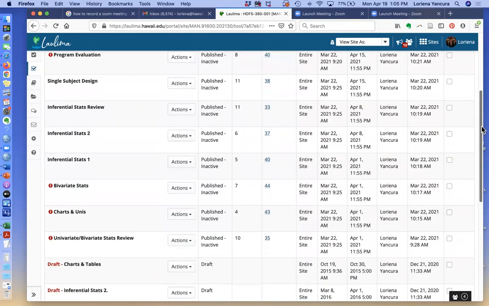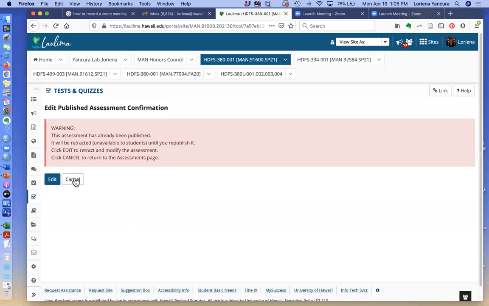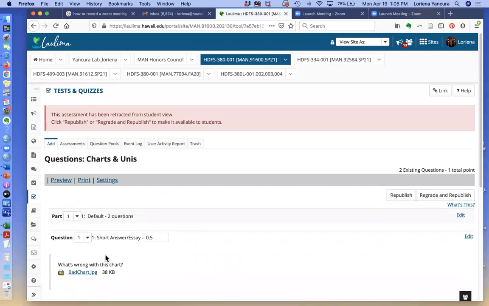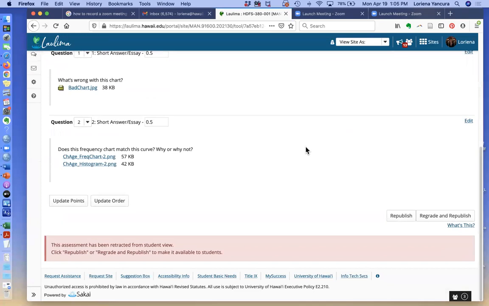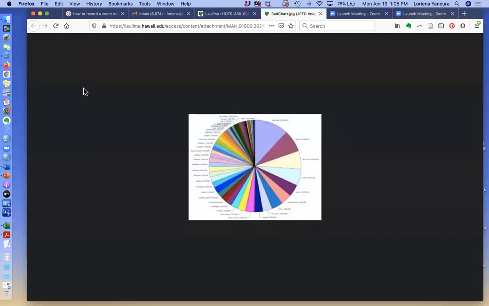Okay, so charts and unis. I hope that one was easy for you guys. Did that make sense? I'm assuming that you're all nodding right now. Okay, let's just go ahead. This is the only way I can get into it. So the question was, what is wrong with this chart? And does anybody have any ideas they'd like to put forward?